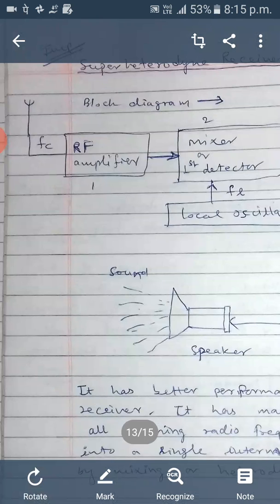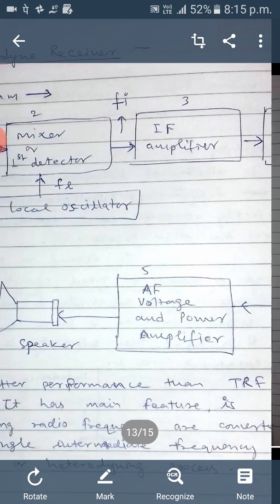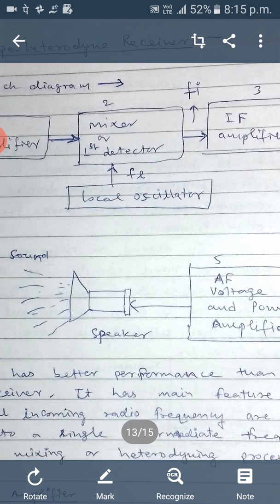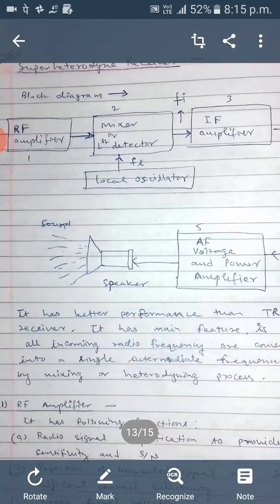One is the receiving antenna, then the first block is the RF amplifier, then the mixer, then the intermediate frequency amplifier, which amplifies the intermediate frequency. The mixer, also called the frequency converter or first detector, generates the intermediate frequency, which is some fixed frequency. For AM receivers it is 455 kilohertz, and for FM receivers it is basically 10.7 megahertz. The local oscillator is a local oscillator frequency generator. Then it will provide the intermediate frequency.